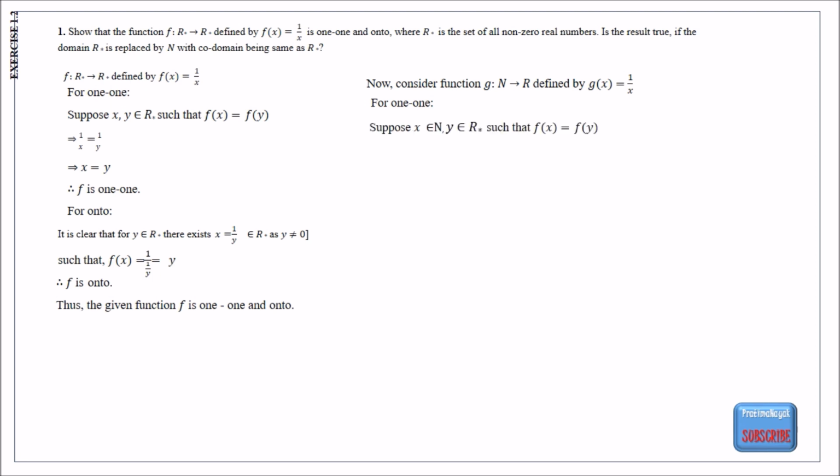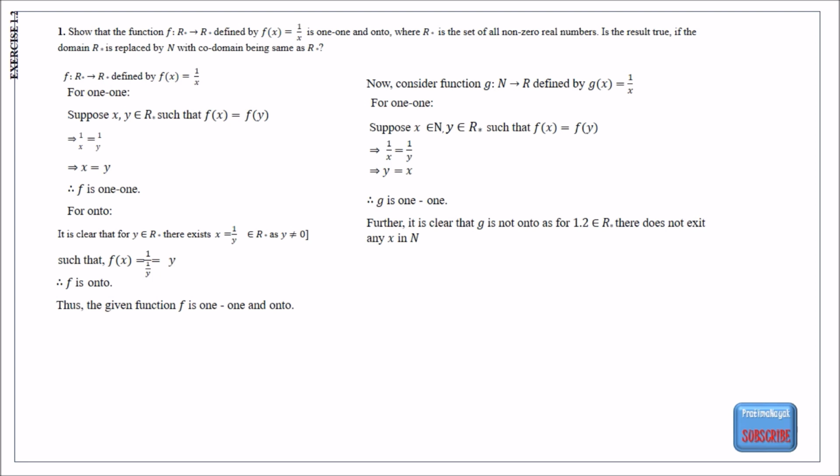x belongs to N, y belongs to R. f(x) is equal to f(y), or 1 by x is equal to 1 by y. This implies x is equal to y. So it is also 1-1. Now for onto.